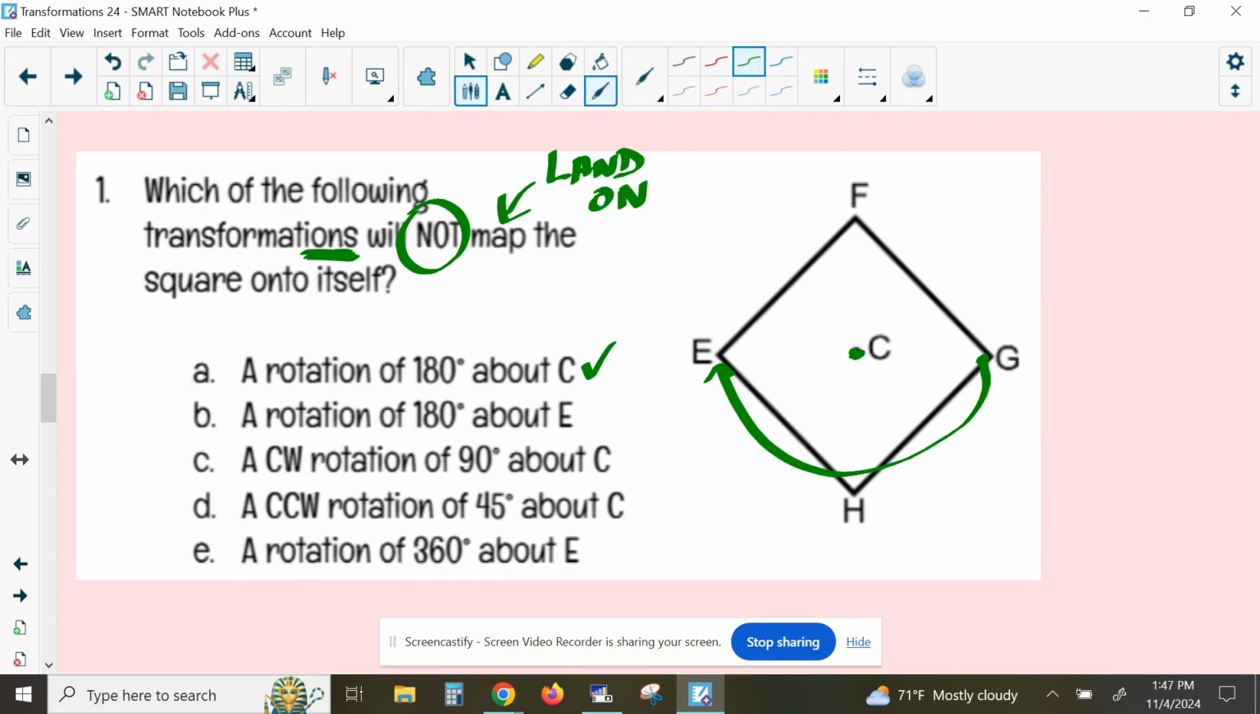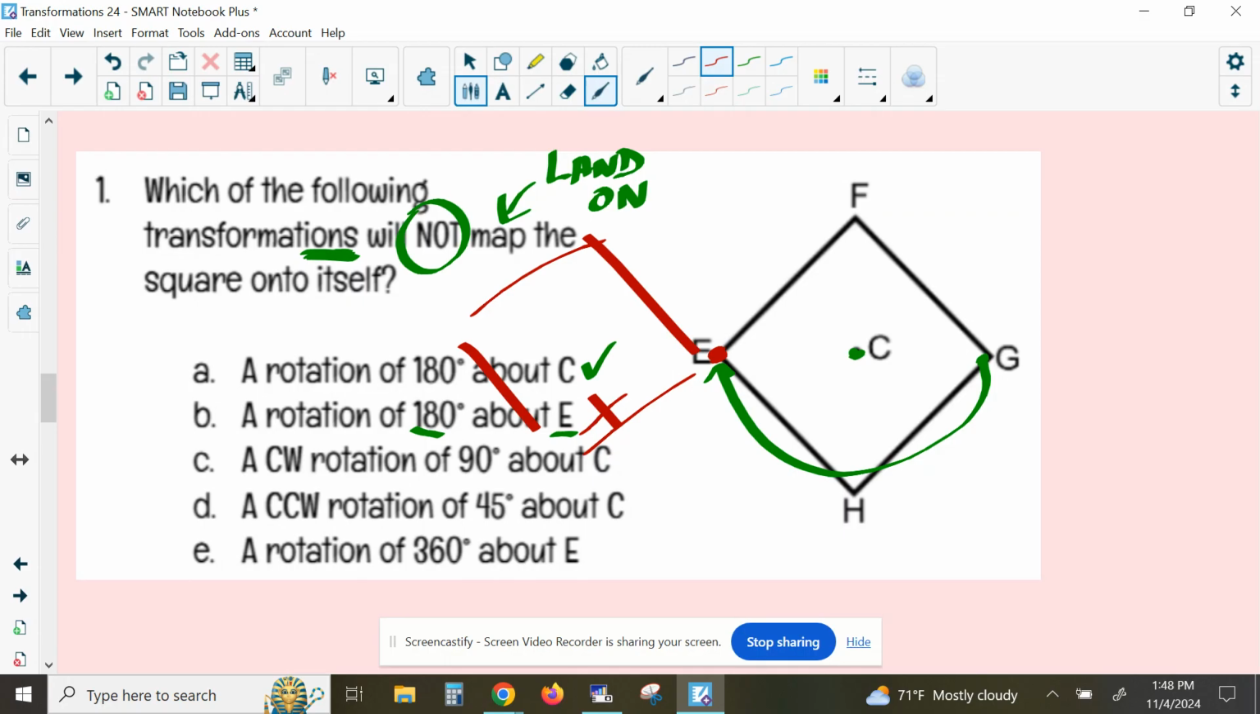Okay, the next one. A rotation of 180 degrees about E. That means, where am I going to stab the paper this time? On E. So I'm going to be holding it at E and spinning the paper 180. So watch if I hold it at E and go 180. What's going to happen? Does he land on himself? No. He ends up literally over here, right? This is a no. Okay?